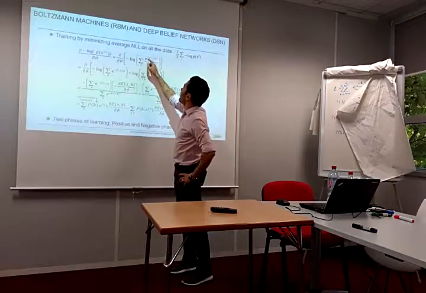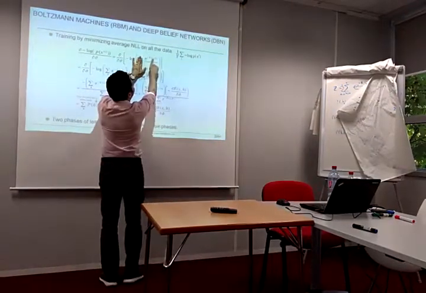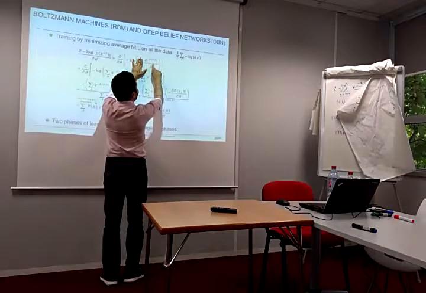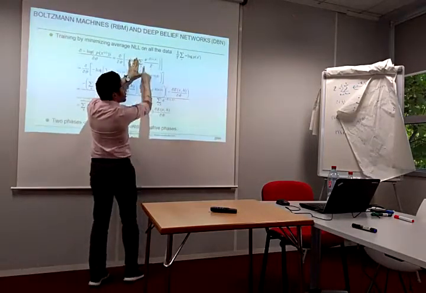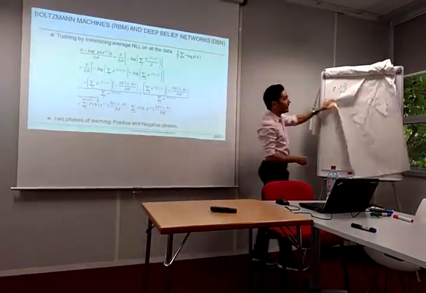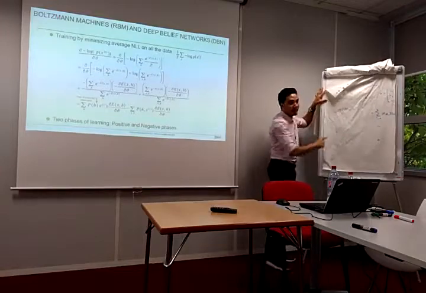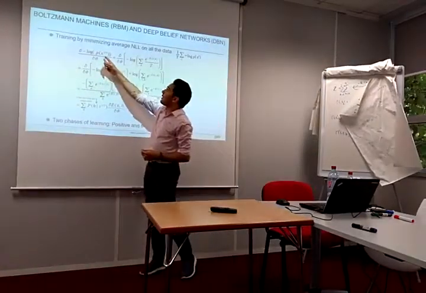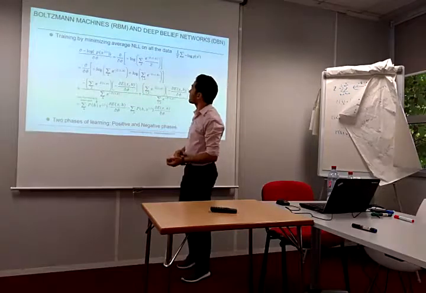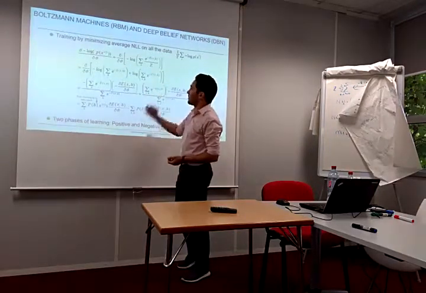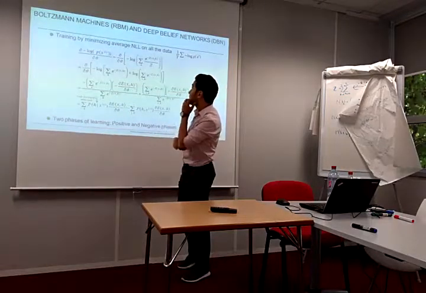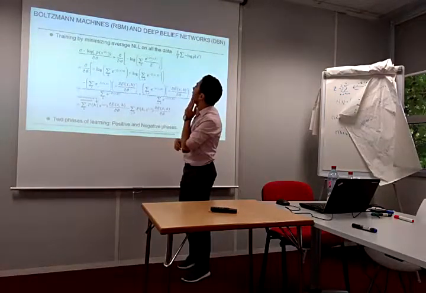This is P of x and h, e to the power minus E over Z, and we do the summation over all the possible values of h to have P of x. So we replaced P of x with this, where x is a specific training sample that we know. So let's continue.